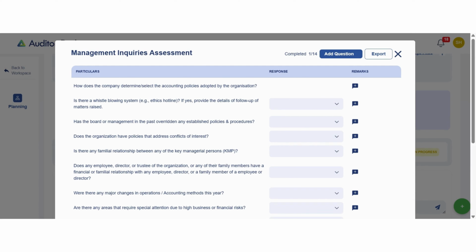This involves structured discussions with key personnel to identify potential issues that may not be immediately visible in documentation. Examples include new system implementations, unusual transactions, changes in regulations, or new business lines. Responses from management are recorded directly in the system, ensuring they form part of the audit evidence.